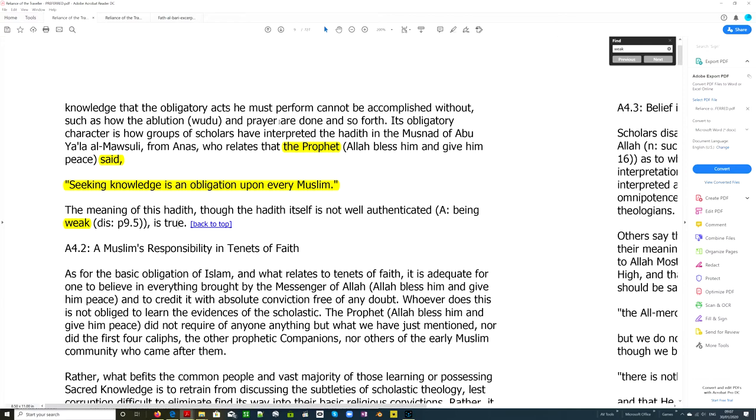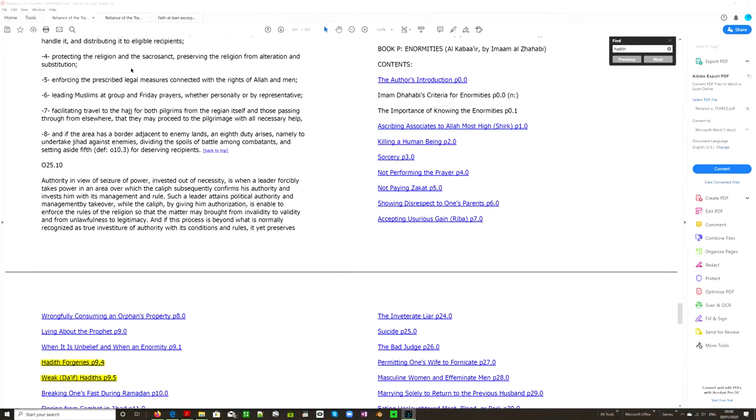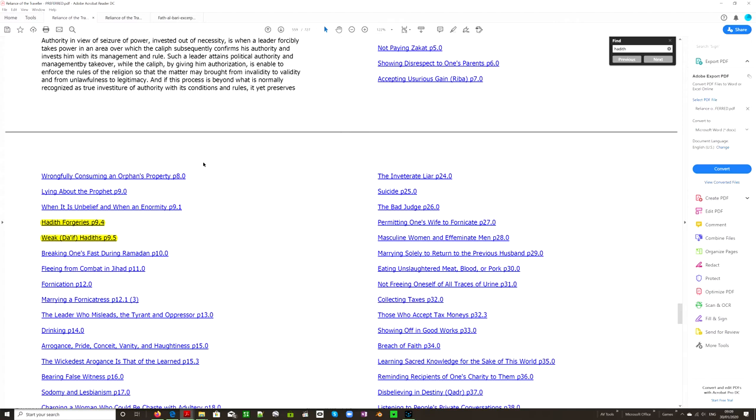Now, next piece of evidence. If you take a copy, and again I will link to these copies of The Reliance of the Traveler so you can read the Sharia manual for yourself, search for the word hadith. See how often this word appears. It is an enormous number of times. Now, in Book P, which is Enormities, they discuss hadith forgeries as section P9.4 and weak hadith, which is the da'if, as section P9.5.